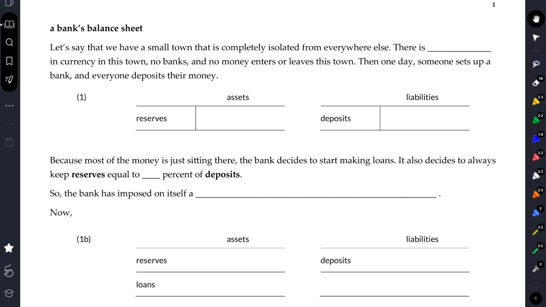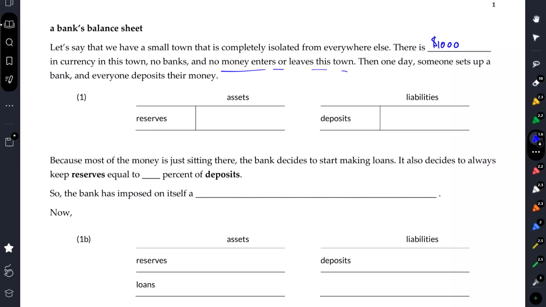Okay, in this video, I'm going to talk about the money multiplier, which is an effect of banks taking in deposits and making loans. So to begin, we'll imagine that we have a small town that is completely isolated from everywhere else. There is, let's say, $1,000 in currency in this town, no banks, and no money enters or leaves this town.